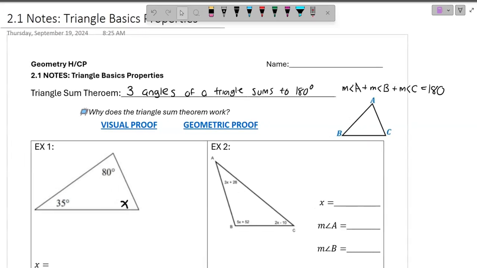But don't just take my word for it. If you need to pause this video, you should see two hyperlinks down below, a visual proof as well as a geometric proof. So take a moment if you would like to look at either or both of these videos for a deeper dive into why this is true. Remember, we've talked about the word theorem, meaning something that should be proven before we start using it. So take a moment to prove it to yourself, and then when you're ready, we're going to hop down to these examples.